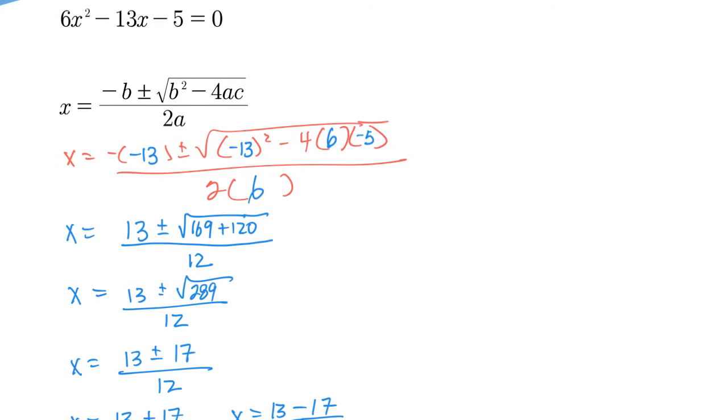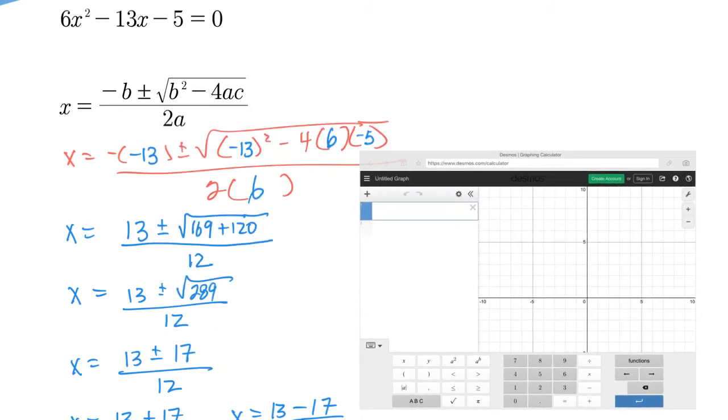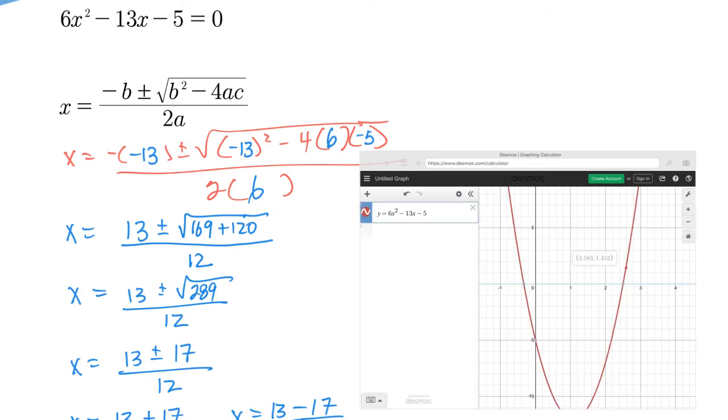Let's just confirm that. Let's pull out decimals here. Okay, and let's plug in our stuff. So let's go y is equal to 6x squared minus 13x minus 5. Okay, let's zoom in this way. Okay. So 2.5, one of my answers was 5 over 2, that's 2.5. My other answer is negative 0.33, which is negative 1/3. So we're correct. Okay, so that's using the quadratic formula.